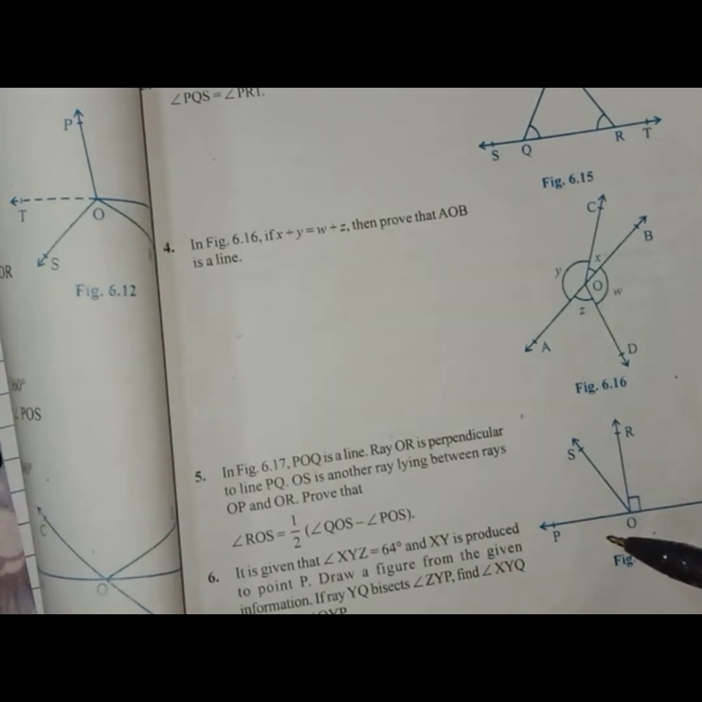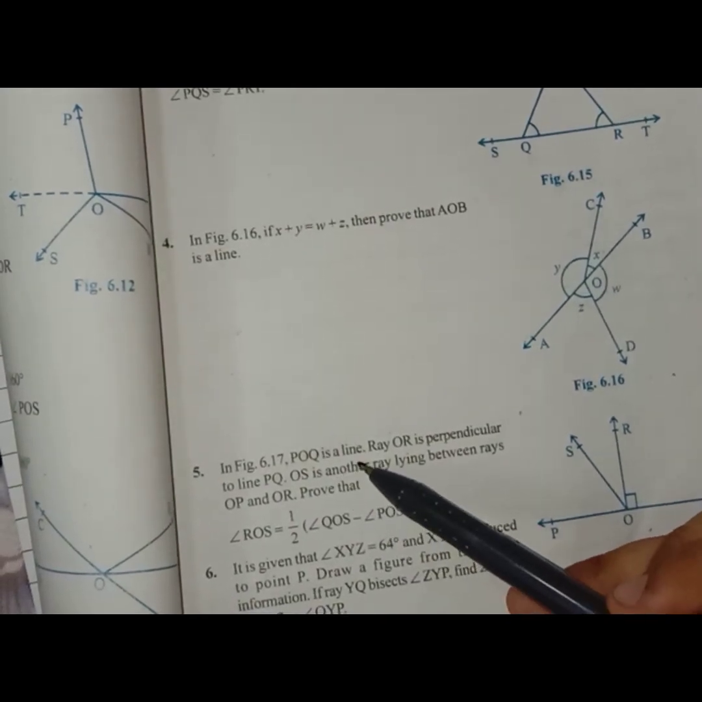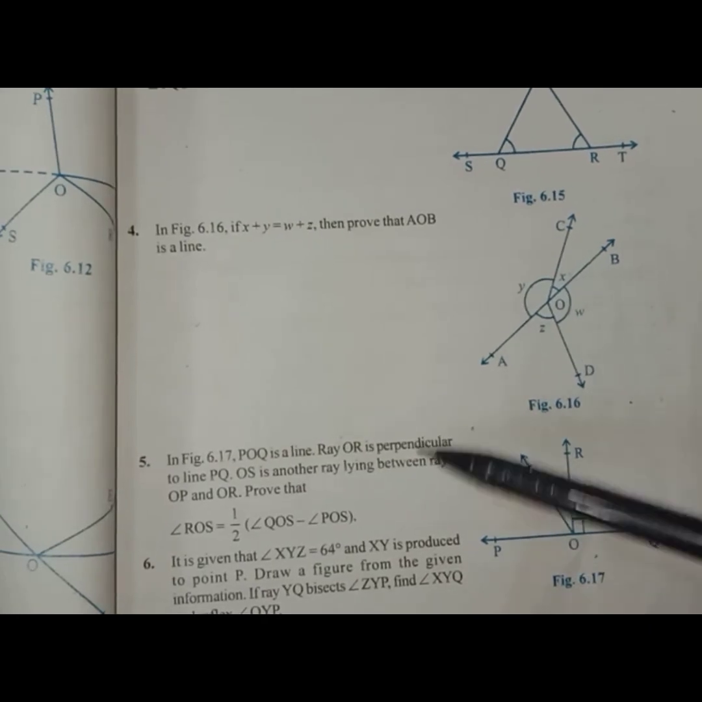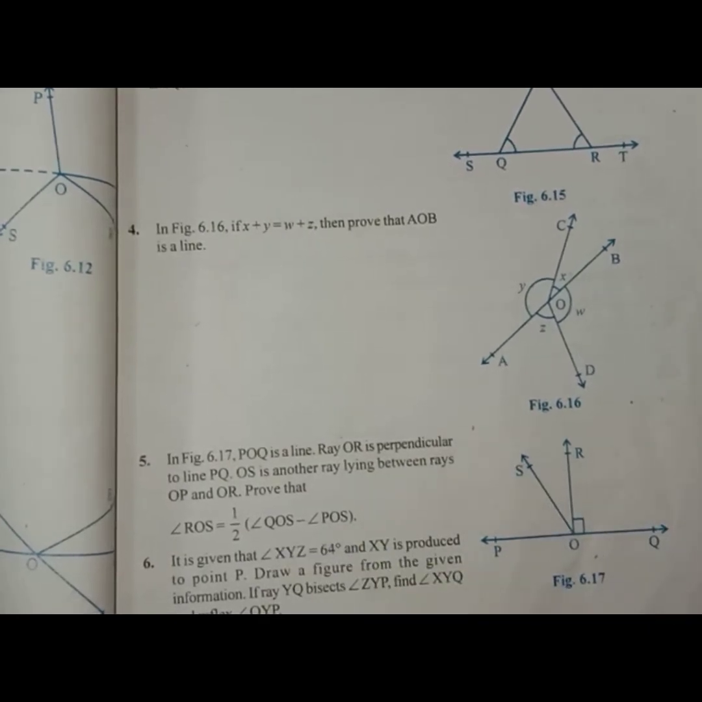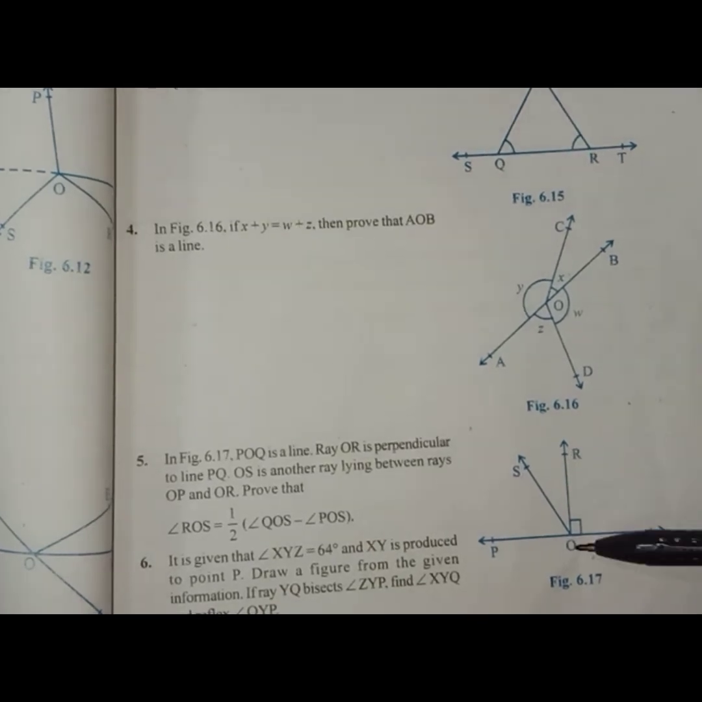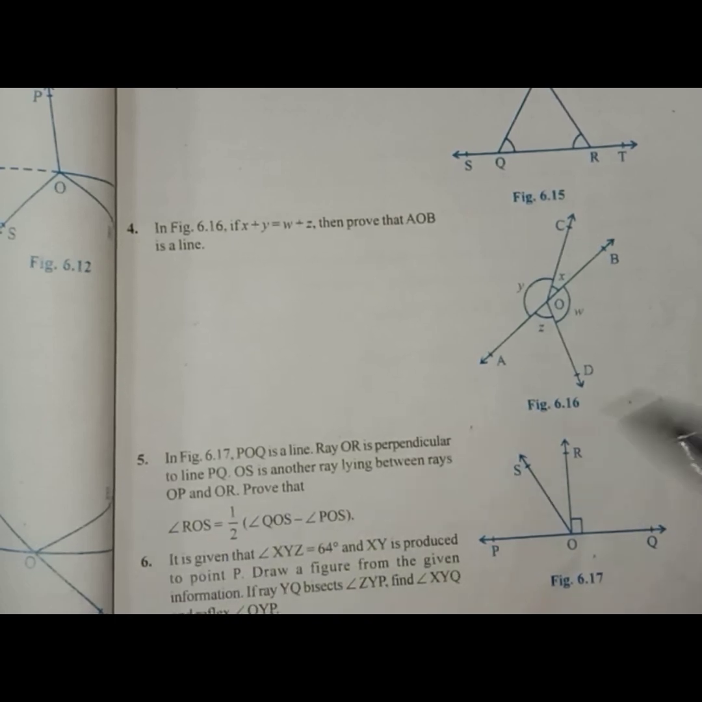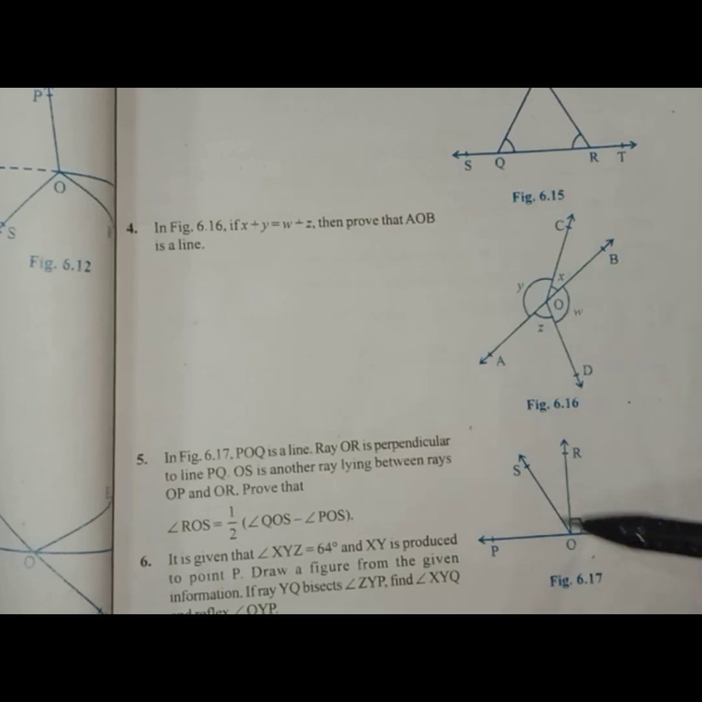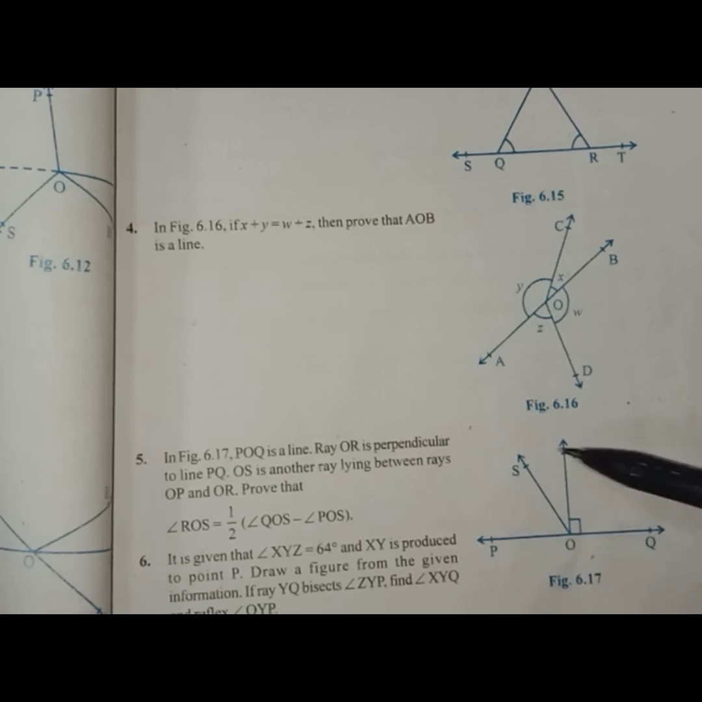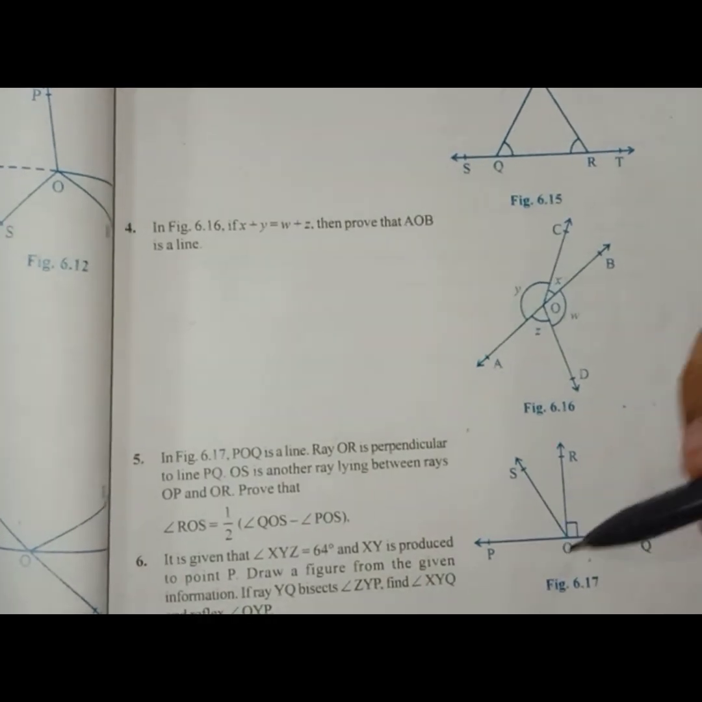So today we are going to continue question 5 of exercise 6.1. So here it is. It says, in this figure that is right here, POQ is a line. Okay, POQ is a line. Ray OR is perpendicular to line PQ. OS is another ray lying between rays OP and OR. So you can also say that OS is the bisector of POR.